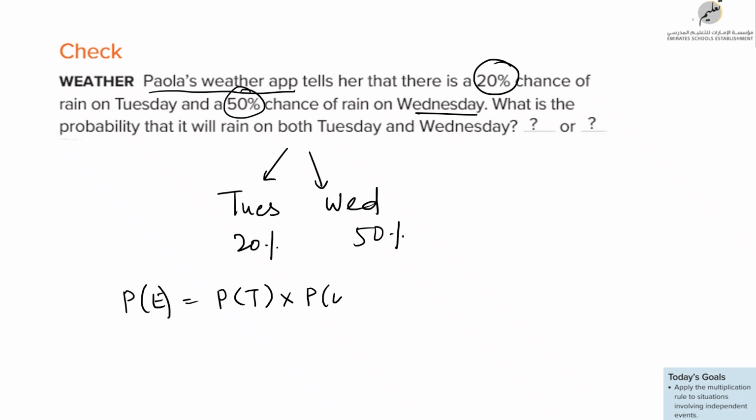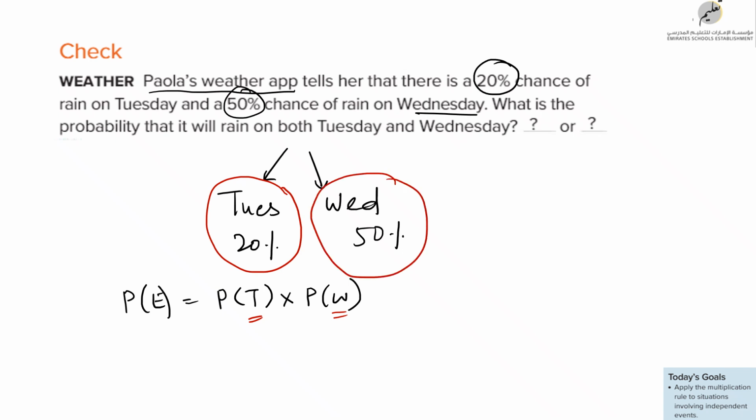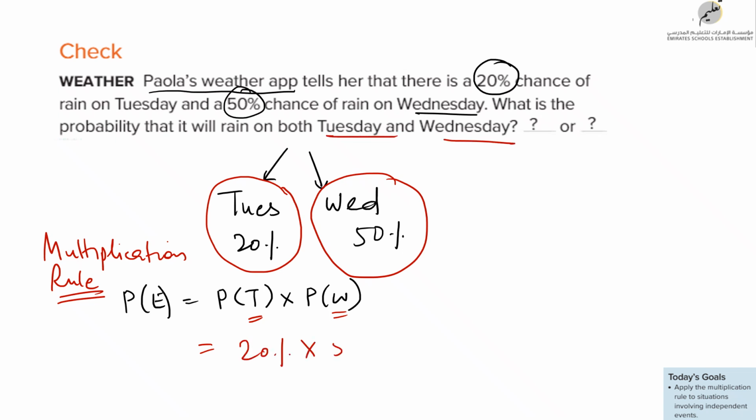Now these are independent events. It's very, very clear because the probability that it will rain on Tuesday is in no way connected to, in no way affecting, the probability that it's going to rain on Wednesday. The outcomes are completely disconnected. So we are definitely going to use the multiplication rule here that I have explained to you to get your answer, because raining on Tuesday and Wednesday are independent events. So just multiply the two probabilities.